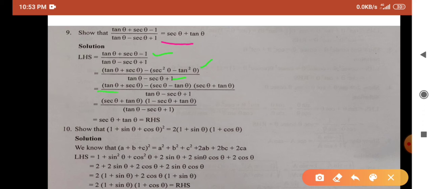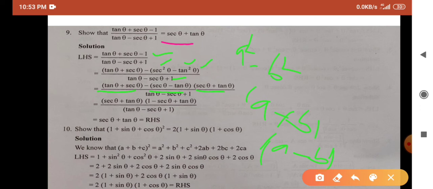Now tan theta plus sec theta as it is in the numerator, minus it is in the form of a square minus b square. Already we know the a square minus b square formula, that is nothing but a plus b, a minus b. Similarly here also sec theta minus tan theta, sec theta plus tan theta, denominator as it is.